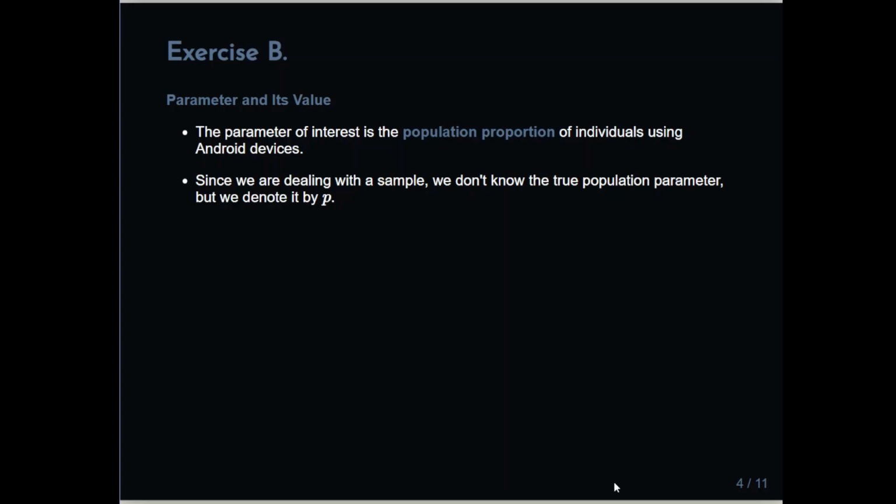Okay. The parameter of interest is the population proportion of individuals using Android devices. Since we are dealing with a sample, we don't know the true population parameter, so we denote it by P. Now, just as a remark, in some textbooks you will see it denoted by the Greek letter pi, which is fine. But we'll just go with P here, just to keep things simple.